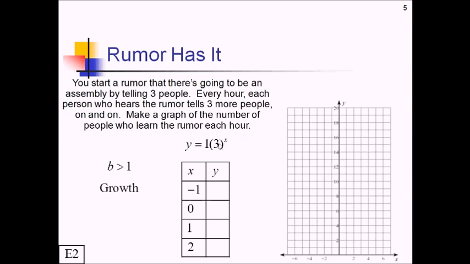So that'll be 3 to the -1, or 1/3. And then 3 to the 0 is 1. At the 0 hour, you are the only one who knows this crazy rumor. And then this will be 3 to the 1, which is 3, and 3 squared, which is 9. So we got -1, 1/3, 0, 1, 1, 3, and then 2 comma 9. And there's our exponential function. Wow, look at how fast the number of people who think there's an assembly is growing.